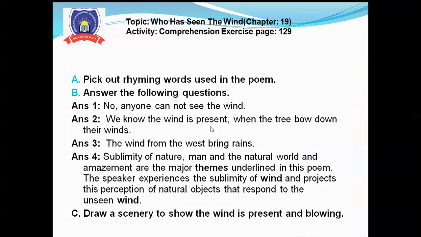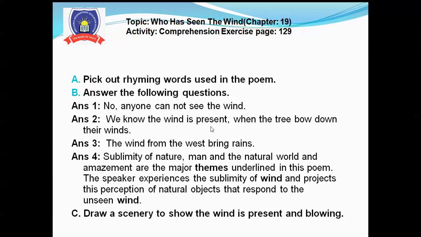On book page number 129, same page, pick out the rhyming words used in the poem. Do you know what rhyming words are? They have the same sound effect at the end of a line in poetry. So here are rhyming words: trembling, passing. Then wandering, whistling, bringing, these are all rhyming words. You have to write all these rhyming words in your notebook.